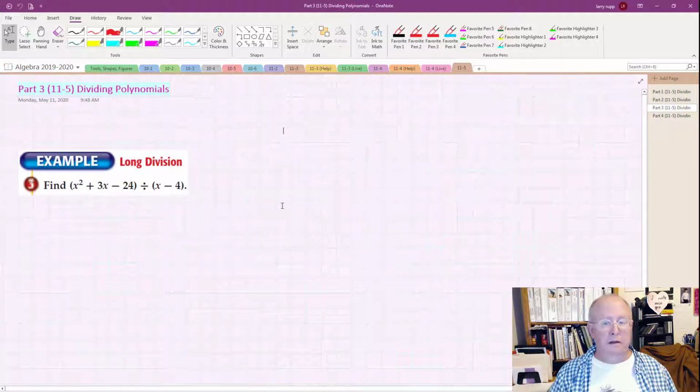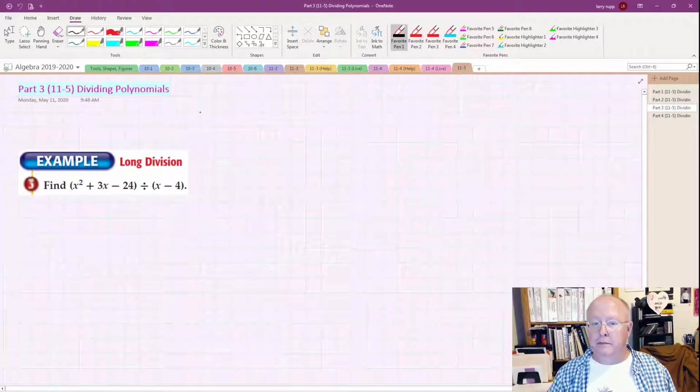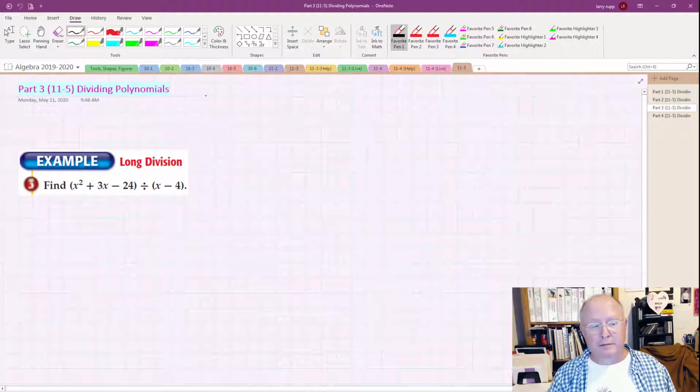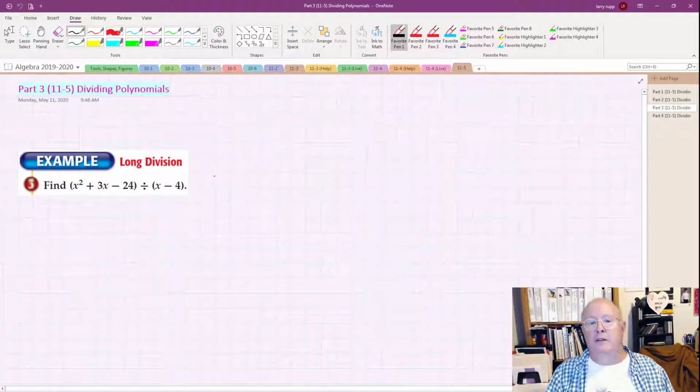All right, long division. I'll bet you weren't even aware that you could use long division on polynomials. But you can. Long division works whether the polynomial can be factored or not. Okay? This is our example here. We have the quantity x squared plus 3x minus 24 being divided by x minus 4.